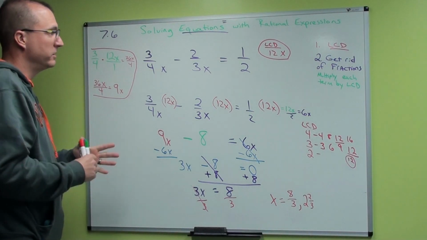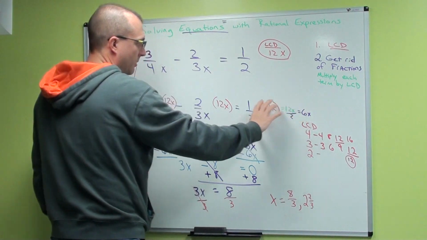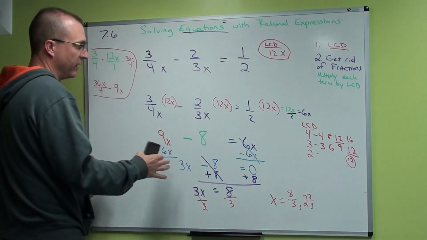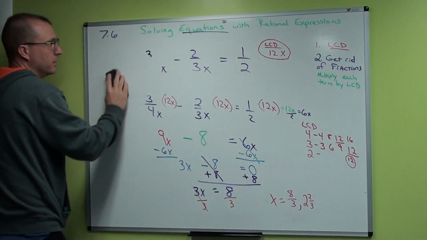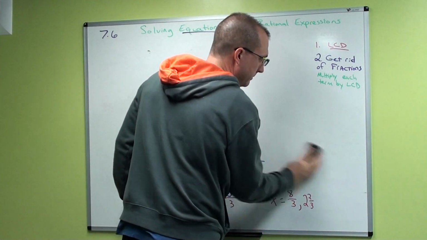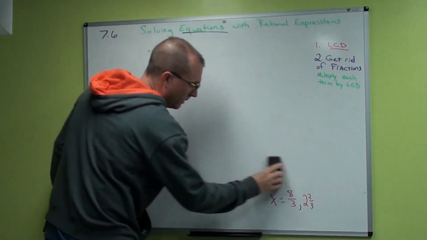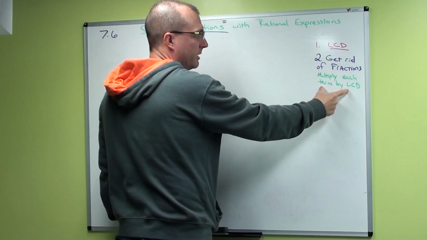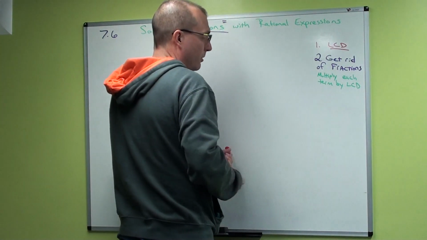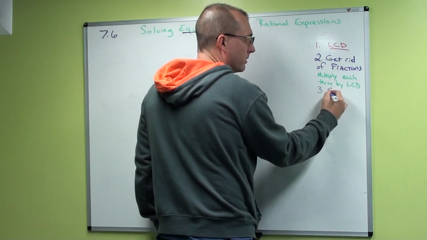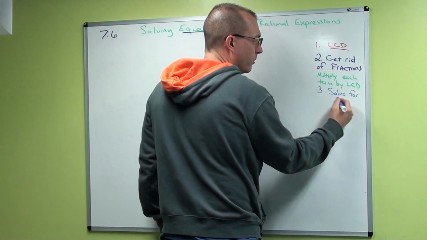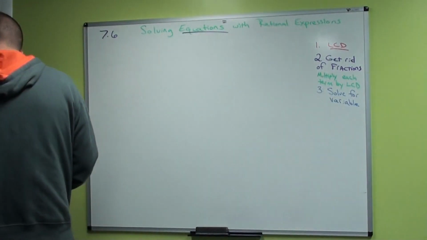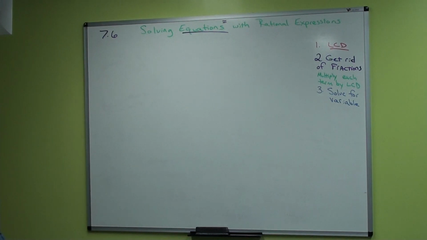So the hardest part about this, I think, is just getting that least common denominator and multiplying by it. Then it goes back to the earlier lessons, which our skills are usually pretty good by now on those types of problems. Let's do another one. So: least common denominator, multiply each term by the least common denominator, and then our third step was solve for the variable. Three steps. Alright, so here we go.